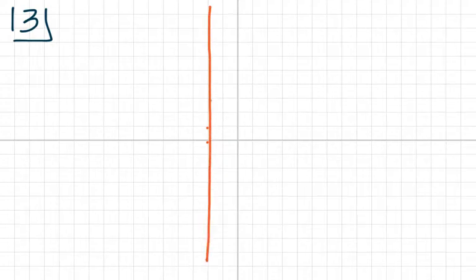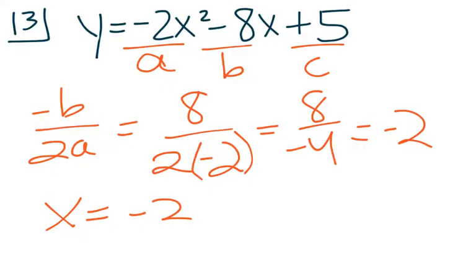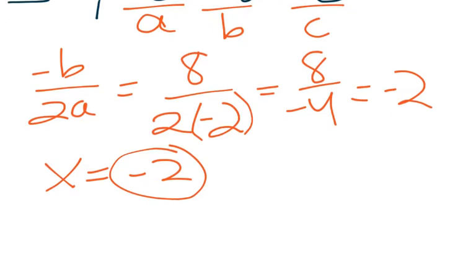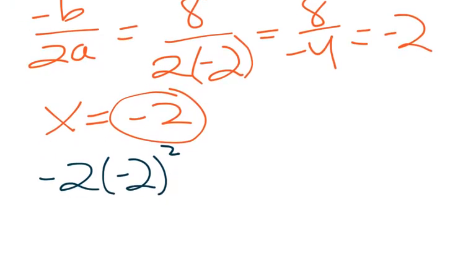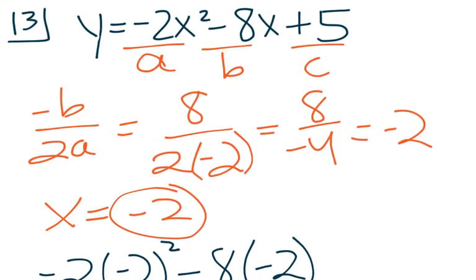So if we look at our graph, we're going to go to negative 2, and we're going to know that our vertex is going to lie somewhere on this line. We just don't know how far up or how far down. So we're going to go back here, and we're going to plug in negative 2 for all of our x's. So we're going to say negative 2 times negative 2 squared minus 8 times negative 2, and plus 5.